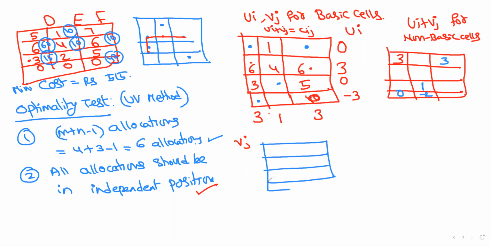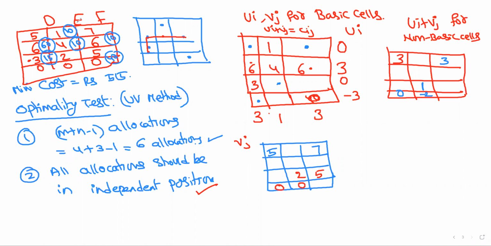1, 2, 3, 4 rows, and 1, 2, 3 columns. For 3, how much is there? 5. The Cij's I'm writing here: 7. Again here 6, 4, 6. All are having 2, 5. This 2 also I wrote wrong here. So: 5, 7, 2, 5. This 2, 5. And one more we have 0, 0.